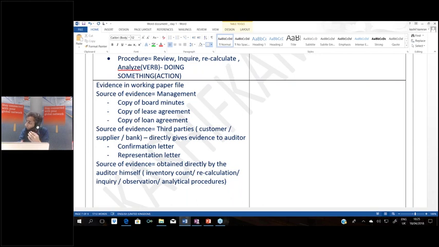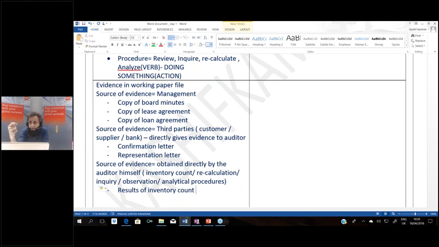But how will my manager know that I have done the recalculation? How will my manager get to know I have done the inventory count? How will the manager get to know I have done an inquiry? So what will be in my file? As simple as that, I will have results of inventory count. Results of inventory count means the documentation. This is the word the examiner used, right?